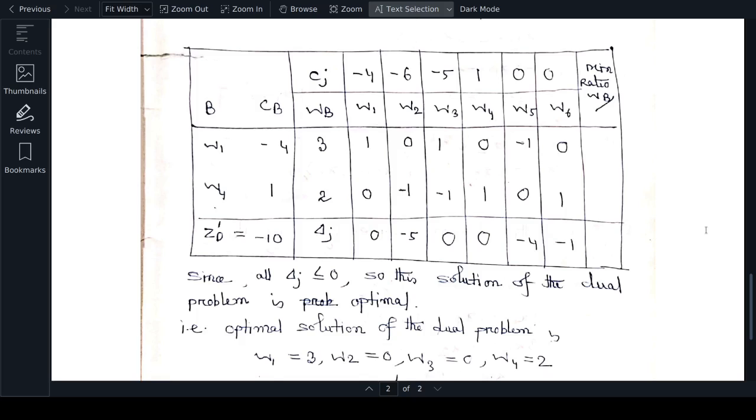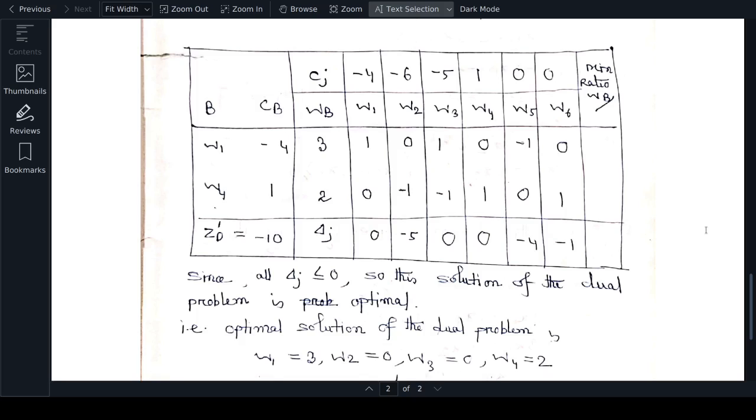So this is our key row or outgoing vector, and it is divided by the pivot element. Our pivot element is 1. So 2 by 1, 0 by 1, minus 1 by 1, minus 1 by 1, 1 by 1, then 0 by 1, 1 by 1, right? So the first W4 row is complete.